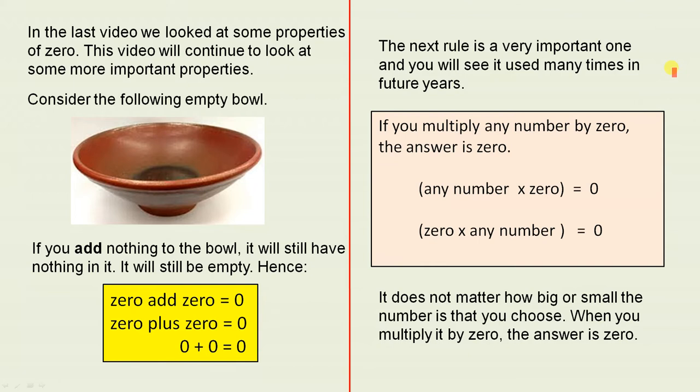The next rule is a very important one, and you will see it used many times in future years. If you multiply any number by 0, the answer is 0. So any number multiplied by 0 equals 0, or 0 multiplied by any number equals 0. It does not matter how big or small the number is that you choose. When you multiply it by 0, the answer is 0.